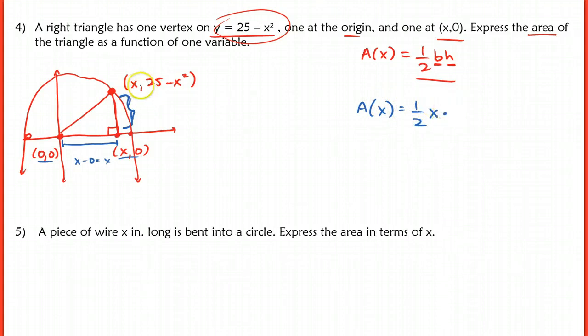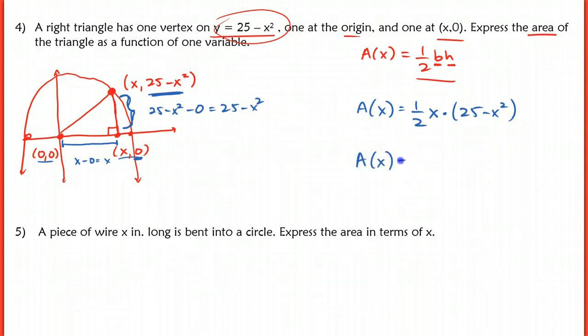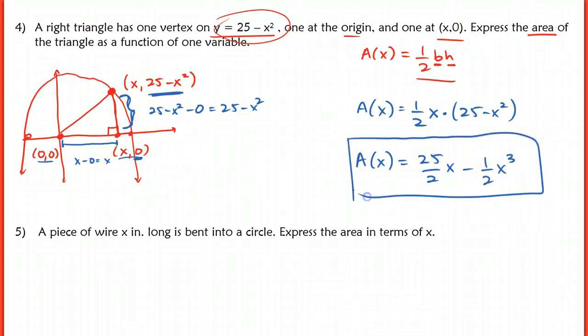So I have the area in terms of x equal to 1/2 times the base, which is x, times the height. The height is going to be taking my y value and subtracting this y value, 0. So 25 minus x squared minus 0 is just 25 minus x squared. So the height of that triangle is 25 minus x squared. And now I have a new function in terms of x. If I simplify that, I get 25 over 2 x minus 1/2 x cubed, and this would be the area in terms of just one variable.